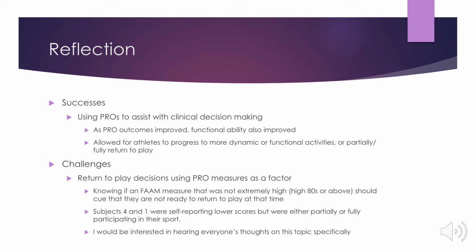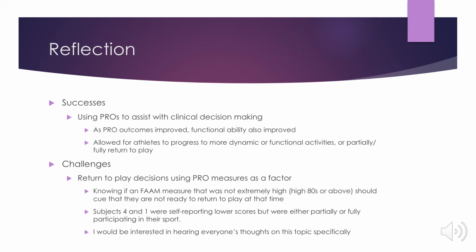So it was with making return to play decisions, specifically using PRO measures as a factor. So in situations like patient 4, who scored a 71.88% on their second FAAM sports subset score, should they be returning to play? This athlete was one step away from fully returning, as we were only limiting the minutes that she spent on the field. We weren't any longer limiting the activities that she could do while she was playing, just the time that she was on the field playing. So is a self-reported outcome score of 71.88 enough for this patient to feel confident to return to play?